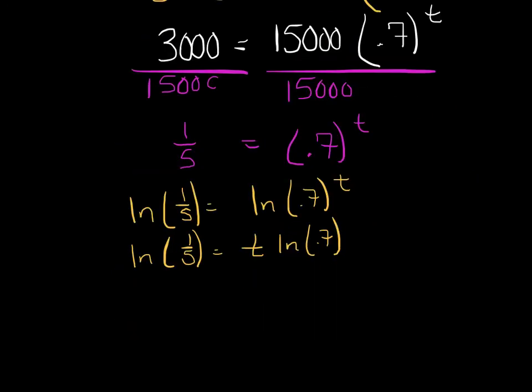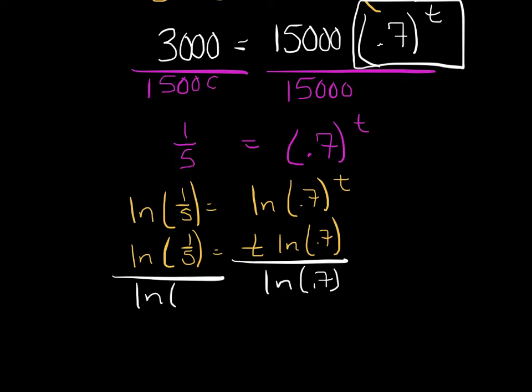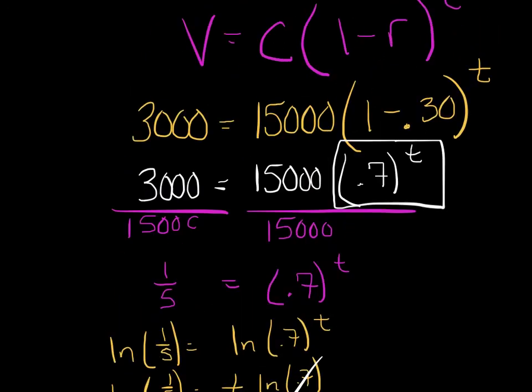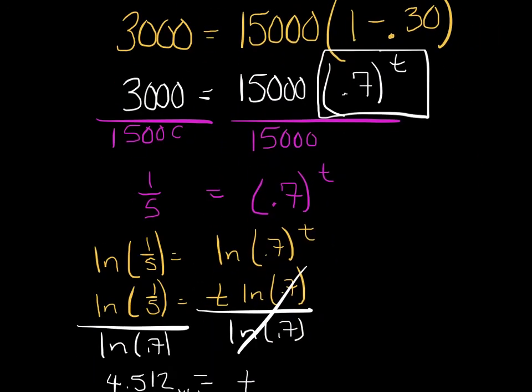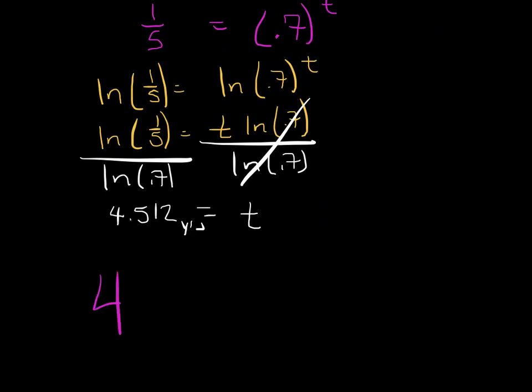Hopefully you can follow my work here. Again, I just want to be clear that this exponent is attached to that 0.7 only, so I'm booting out my 15,000 by dividing. So I've got 1/5 equals this junk. Okay, exponential, I'm taking the ln of both sides, my first step, and my second step is to bring that down, so you've got my t in front there. Then I'll just divide both sides nicely by the ln of 0.7. And I get a nice 4.512, and those of course are years. Let me just reread the question there. It says find to the nearest tenth of a year, so I'm going with 4.5 years.